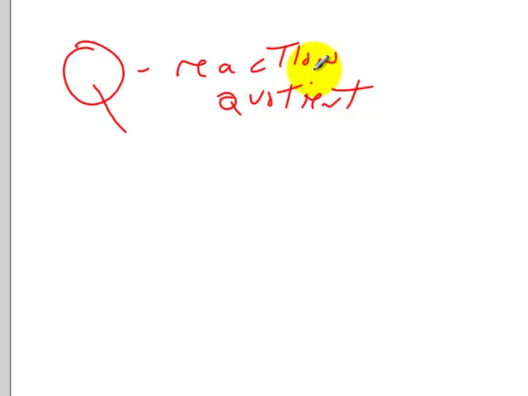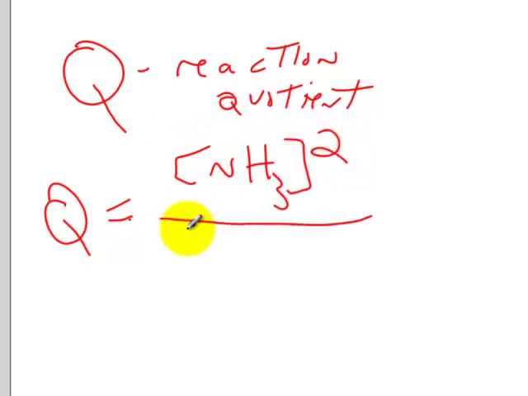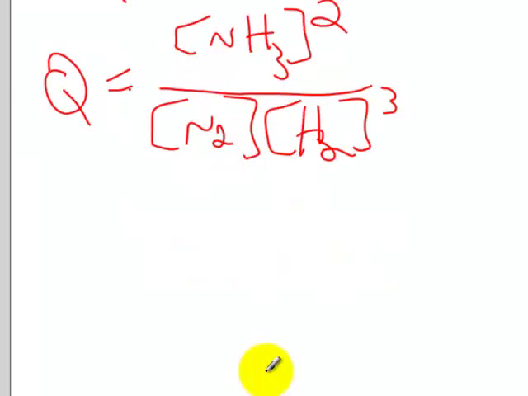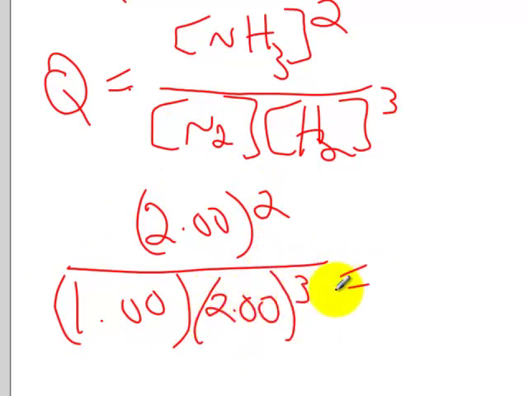So if we think about that reaction I just had, Q, just like K, is NH3 squared over N2 times H2 cubed. Now we plug those initial values in here. Those values were 2 over 1 times 2 again, that one's cubed. Get out your calculator, plug and chug, and you get 0.500.